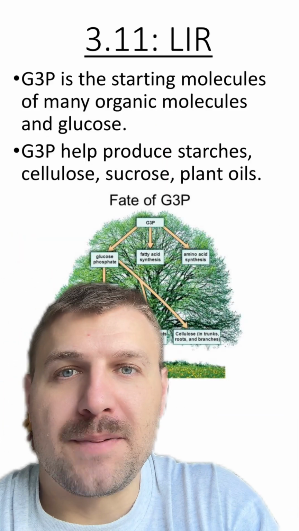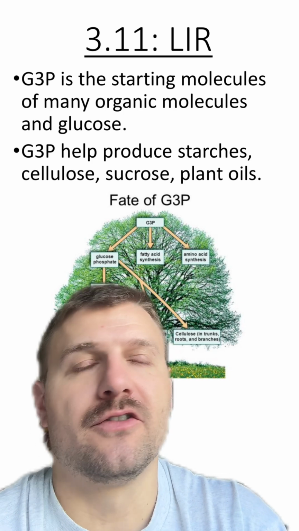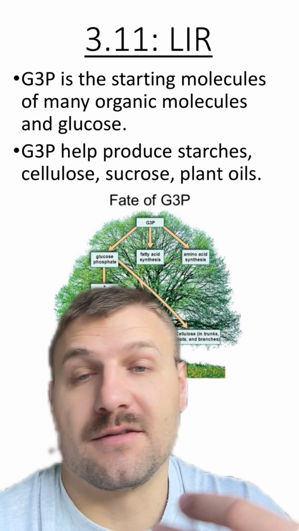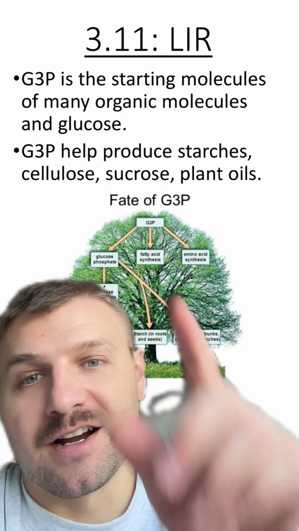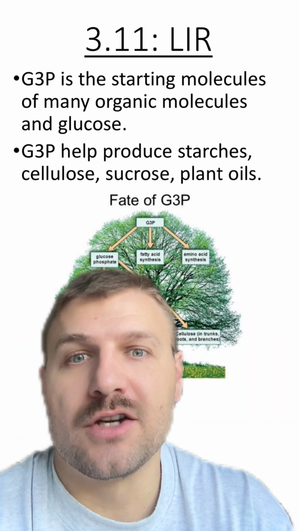That G3P molecule we were just talking about is a very versatile molecule. It's a starting molecule for a lot of other organic molecules, such as glucose. You can see here it makes cellulose, starch, plant oils, and a ton of other organic molecules for plants.